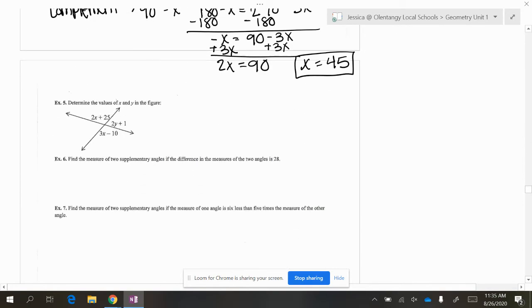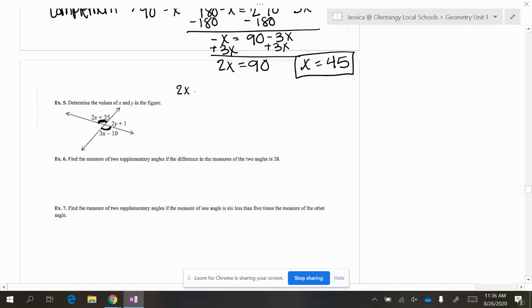All right, on the back, example 5, determine the values of x and y in the figure. So this one's going to be pretty tricky. One thing that we have not talked about quite yet is that vertical angles are congruent. So those two angles are vertical angles and they are congruent. So matching up the same variables, I'm looking at both the x's here. I don't want to deal with the y yet. I'm looking at both the x's. I can go ahead and set those two equations equal to each other.